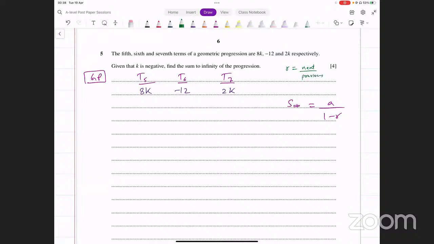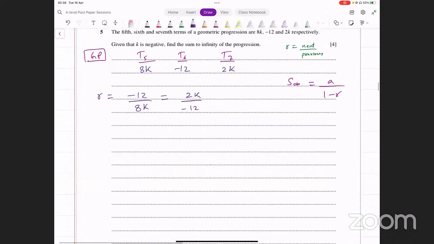यही होता है ना. तो फॉर एग्जांपल आप 2k को डिवाइड कर सकते हो -12 से, वो आपकी रेशियो आ जाएगी. या फिर आप -12 को डिवाइड कर दो 8k के साथ, वो भी आपकी रेशियो आ जाएगी. तो बेसिकली आपके पास एक इक्वेशन बन सकती है, क्योंकि रेशियो इज इक्वल टू बोथ -12 over 8k, next divided by previous, और 2k को -12 से डिवाइड कर दें, that is also the ratio. So we can make an equation from this.